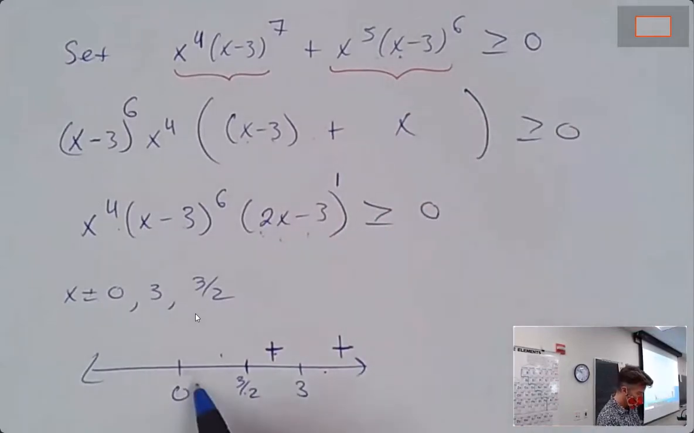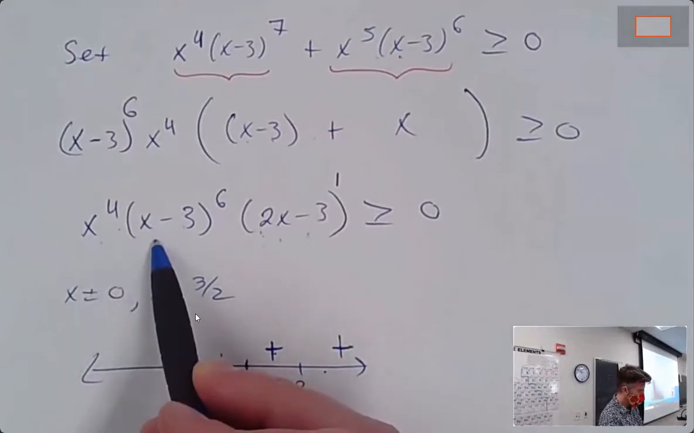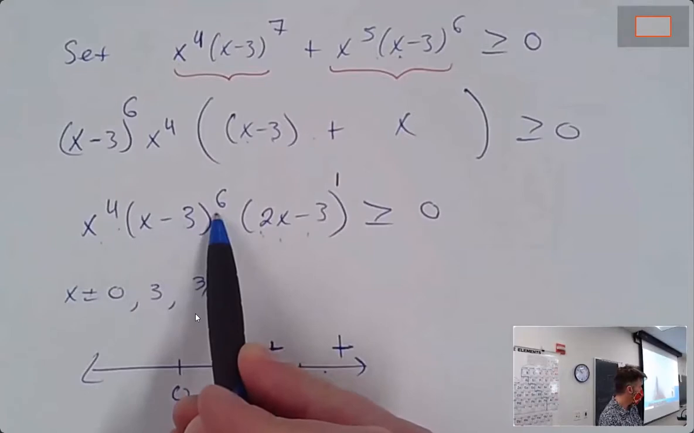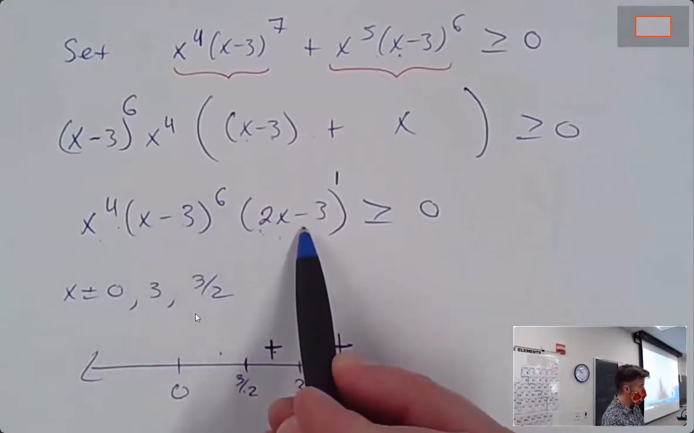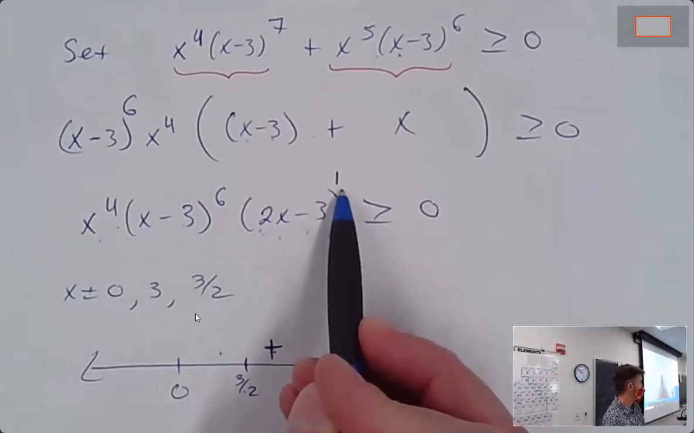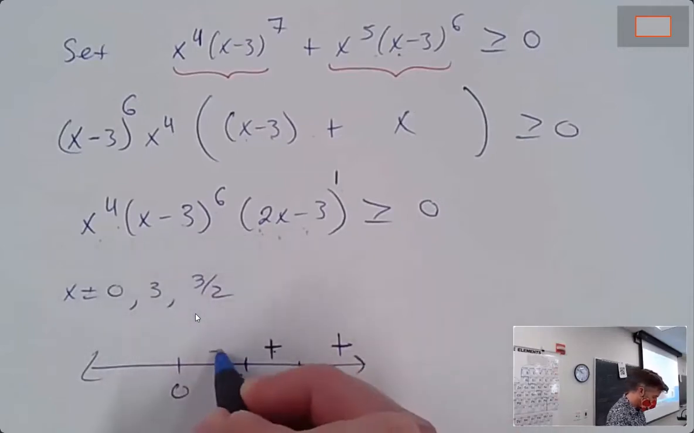We will. We pick x equal to 1. 1 to the 4th is positive. (1 minus 3) to the 6th is also positive. It's a negative to an even power. But 2 times 1 minus 3 is negative, and it's raised to an odd power, which is still going to make it negative. And a positive times a positive times a negative is negative.